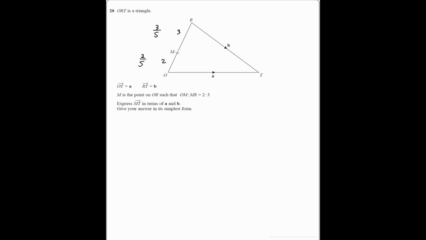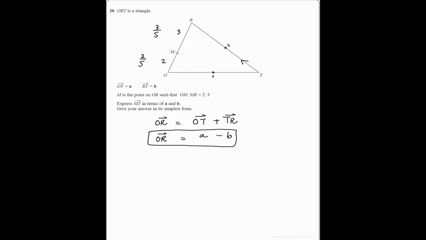Now we have to express MT in terms of A and B. The first thing we can do here is find the OR vector. So OR must be equal to OT plus TR. OT is A, and as we are moving from T to R in this direction, but the given vector is in the opposite direction, TR would be minus B. So OR is equal to A minus B.